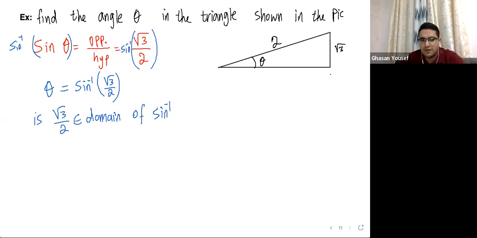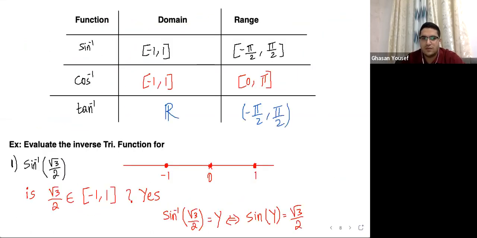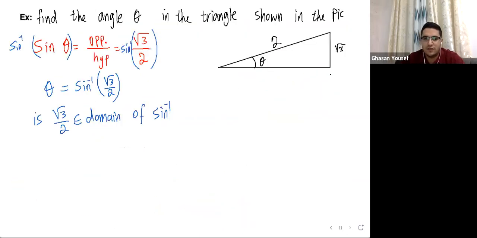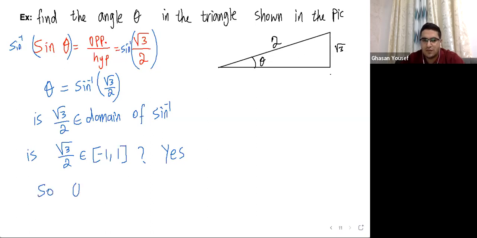What's the domain of the sine inverse? The domain of the sine inverse is between -1 and 1, the interval from -1 to 1. So does the square root of 3 over 2 belong to the interval from -1 to 1? This is my question. What's the answer? Yes. Because the answer is yes, I can find the value of theta. Theta has a value.